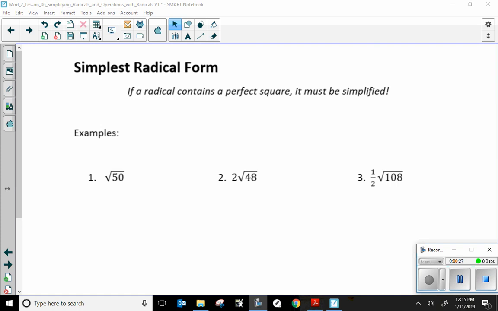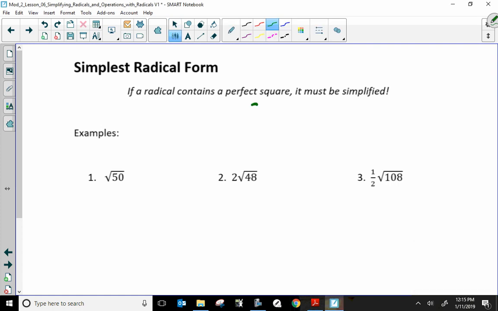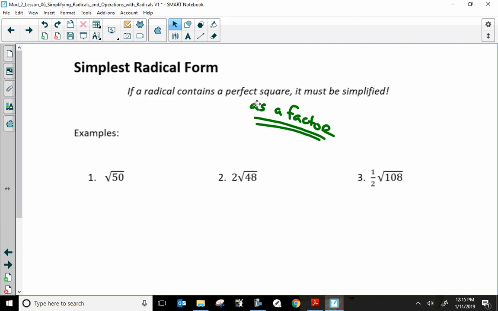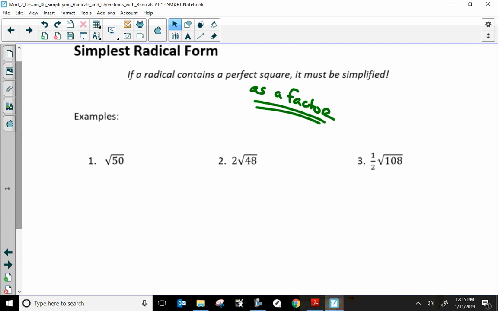Okay, if a radical contains a perfect square, it must be simplified, meaning if it has a perfect square as a factor, then it must be simplified. Okay, I'm going to go through some of these rather quickly because this should not be new. Okay, we just got these three here to do.